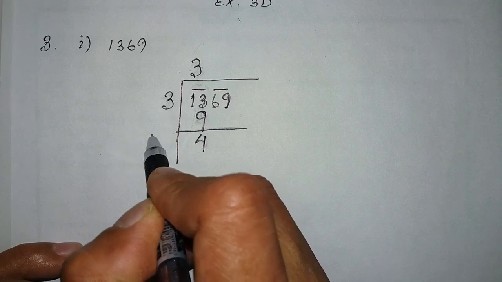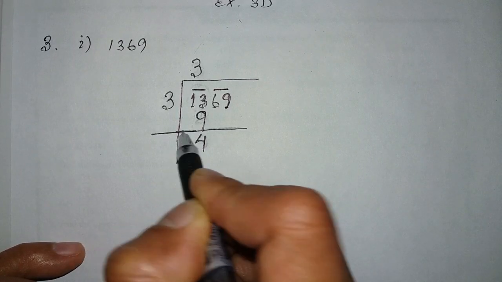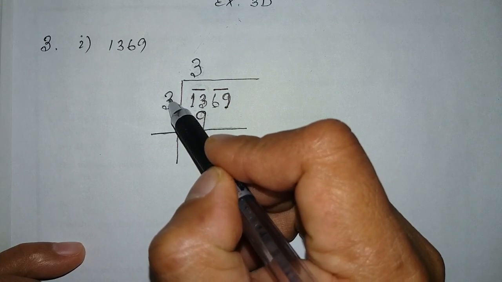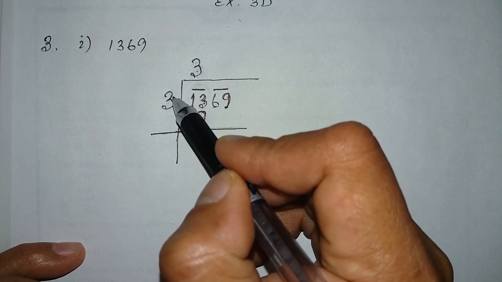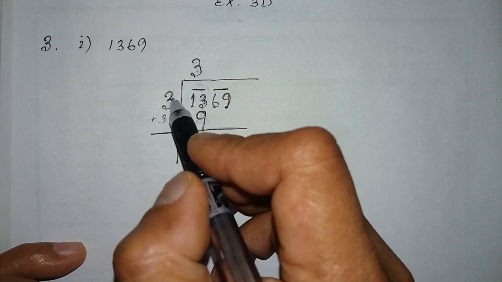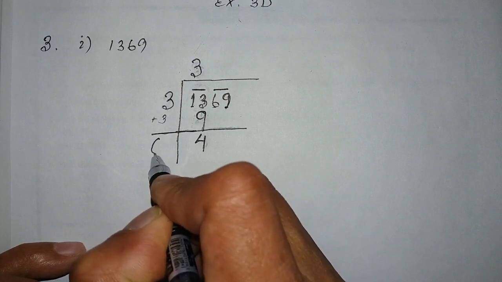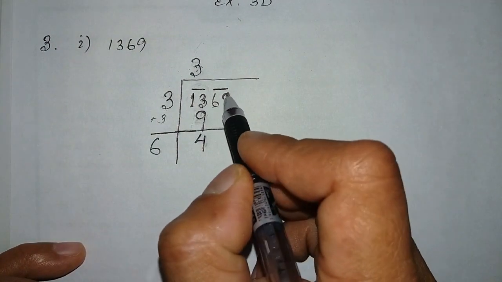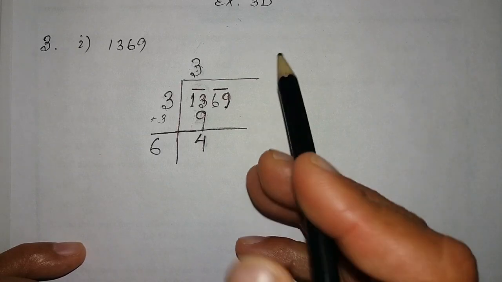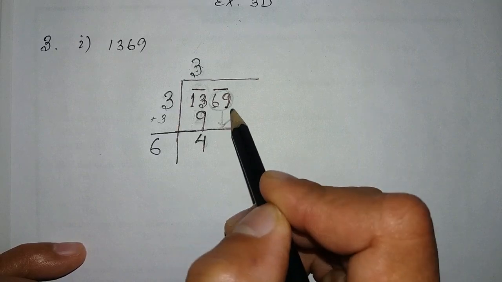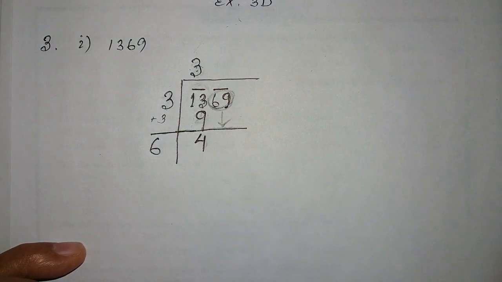Now for the next step, you will add this one and this one, that is 3 and 3. So 3 plus 3 is 6. This 3 is this one. Now let's take down the number formed by the digits in the next bar. We will take down this one, 69.